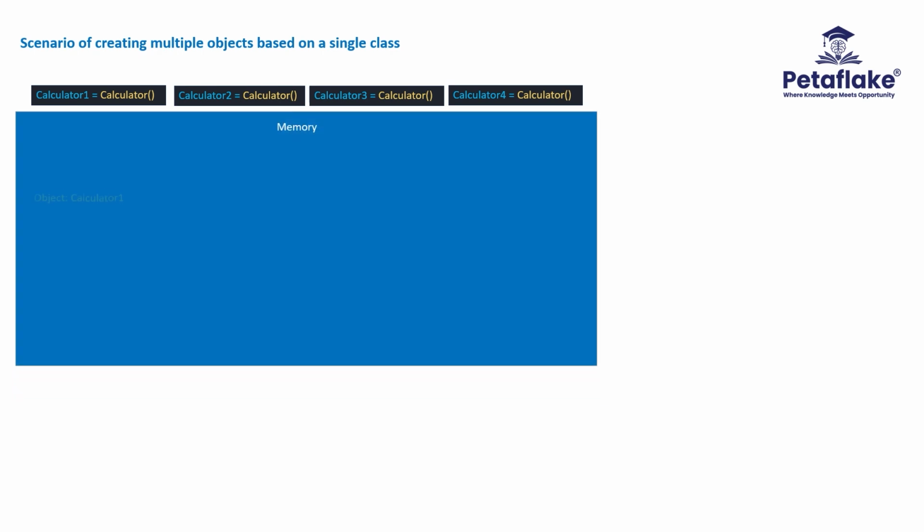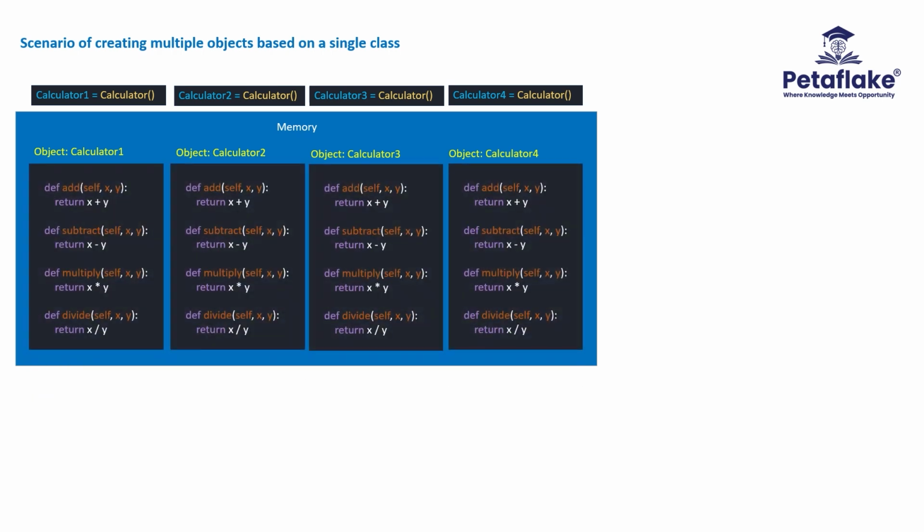The second object will be created with the name calculator 2. The third object will be created with the name calculator 3. The fourth object will be created with the name calculator 4. Finally, a copy of the code from the calculator class will be stored in each of the objects created.